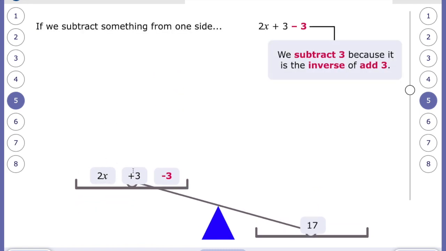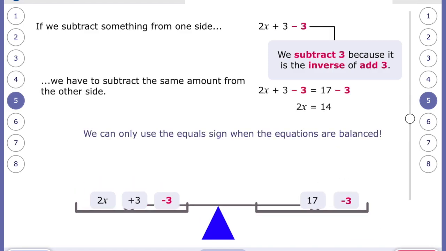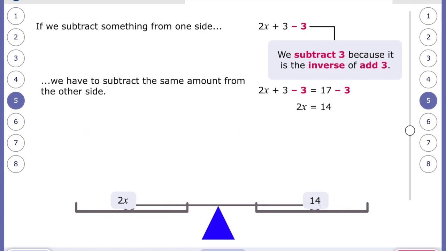So to get x on its own, we want to get rid of this add 3, so we're going to take 3 away. But if we take 3 away, it's not balanced, so we need to do the same on the right-hand side. So we're going to take 3 away on the right-hand side as well. So that leaves us with 2x and 14, because we've taken away the 3 on both sides. So now to get x, we need to divide by 2.